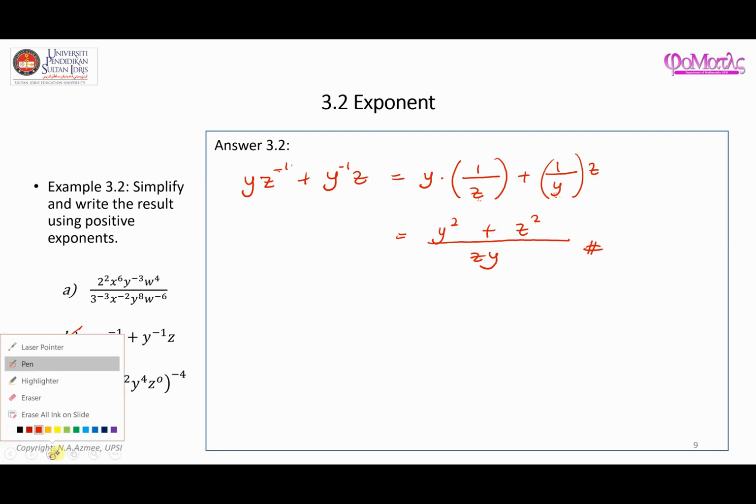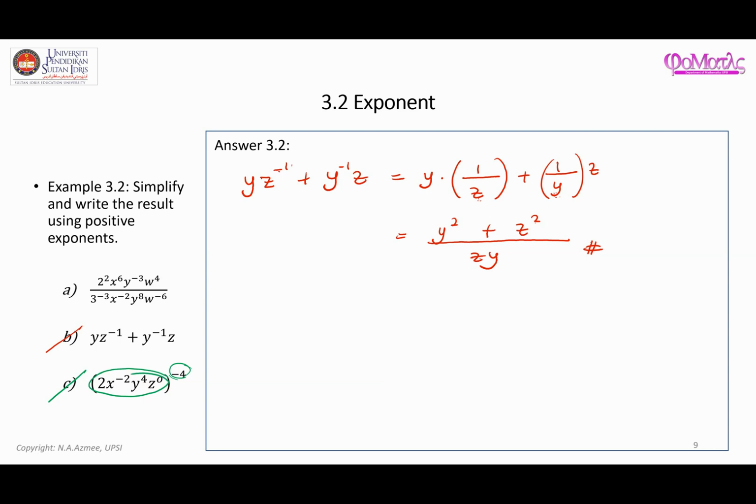Okay, now let's move on to question C. Okay, so for this one, again, you can see that there is a negative exponent over here. So if you want to change it to a positive value, really we are going to just take the whole thing and put it under 1 over this stuff. For example, if you have a to the power of negative x, what we're going to do is just take 1 over a to the power of x. So this is what we are going to do. We're going to take the whole thing here and put it under this bar. So we have 1 over 2x to the power of negative 2, y to the power of 4, z to the power of 0, all to the power of 4. So now we have turned this negative exponent into a positive value.